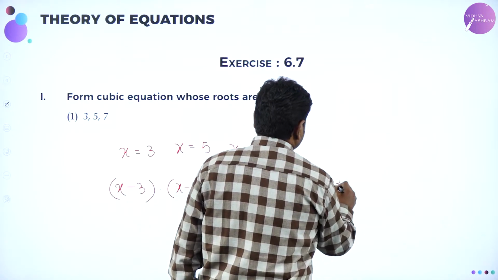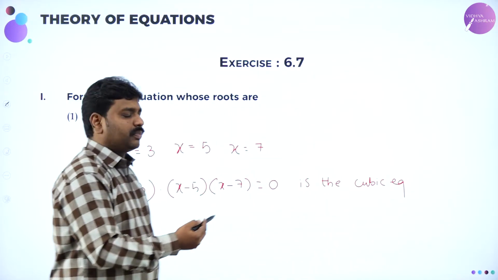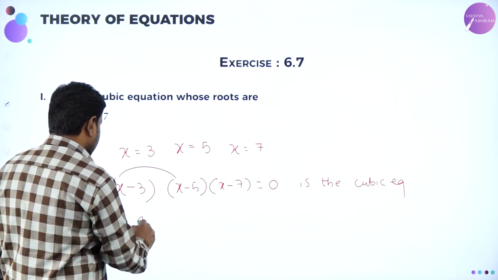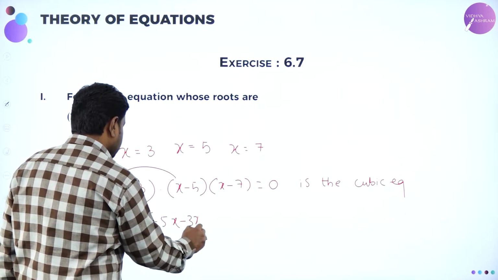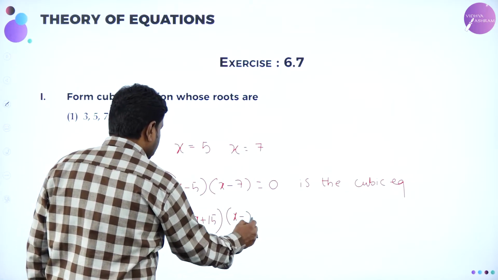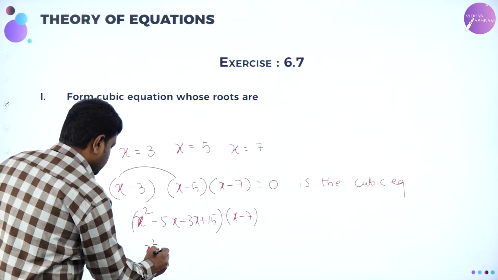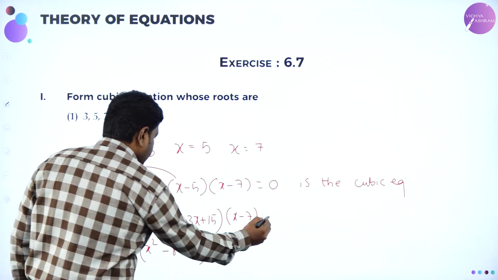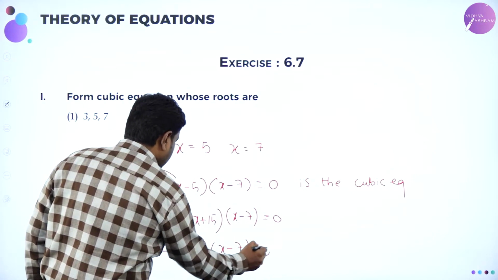And further, if you want, you can simplify. For 1 mark, you can stop here. Further, what you should do, you should multiply x into x, x square. So if I multiply, x square minus 5x minus 3x plus 15, into x minus 7. Further you multiply: x square minus 8x plus 15 into x minus 7. Now you multiply by x minus 7, you will get the cubic equation.